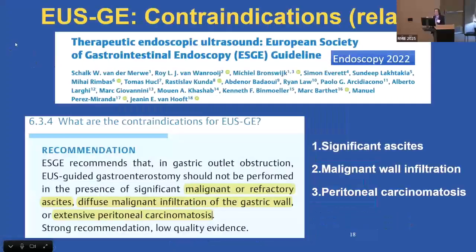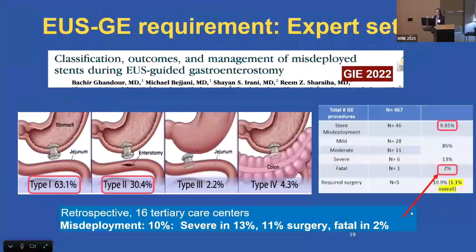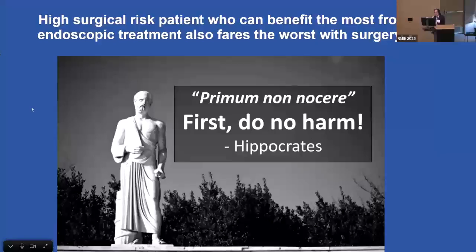But I do want to highlight that we need to be selective in who undergoes this treatment. We should observe the caveats or the warnings from the ESGE that we should not do this in patients with significant ascites, malignant wall infiltration, and peritoneal carcinomatosis. And we should be reminded of this study showing that there can be significant complications. You need to do this in an expert setting. That means an expert operator, but also expert resources and an expert multidisciplinary team.